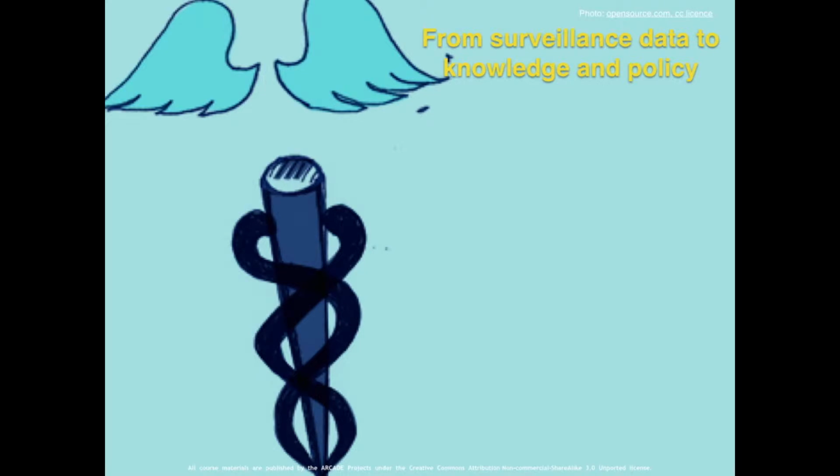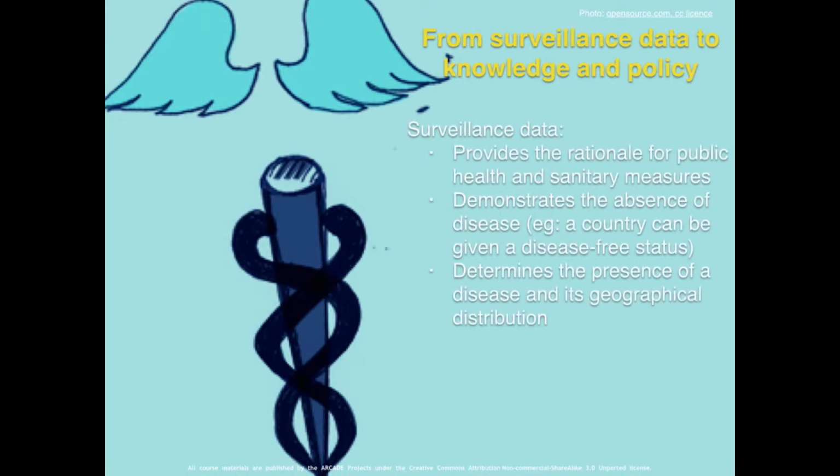Surveillance data can be used to generate basic knowledge on diseases, animal species, or ecological processes. But surveillance generally serves to substantiate the rationale for public health and sanitary measures. Surveillance data can aim at demonstrating the absence of disease. In such a case, a country can then be given a disease-free status. Or, to the contrary, surveillance can determine the presence of a disease and its geographical distribution. Both have important consequences for animal or meat trade and public health.